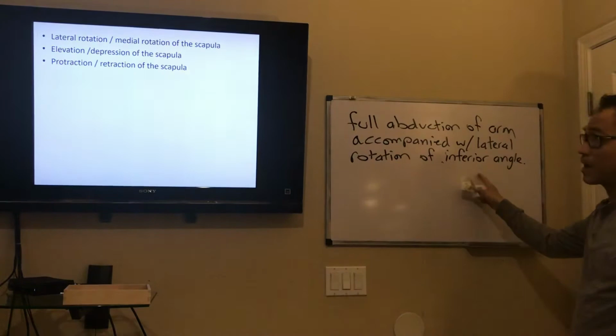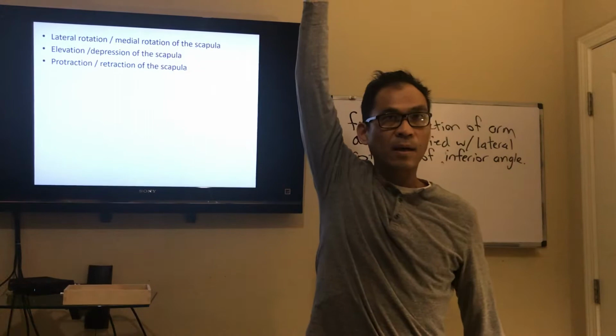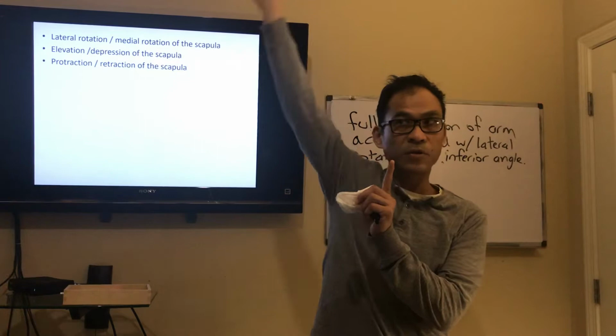So medial rotation of the scapula is if your arm is fully abducted and the inferior angle has laterally rotated out. When you put your arm back, it'll medially rotate back in. Okay.